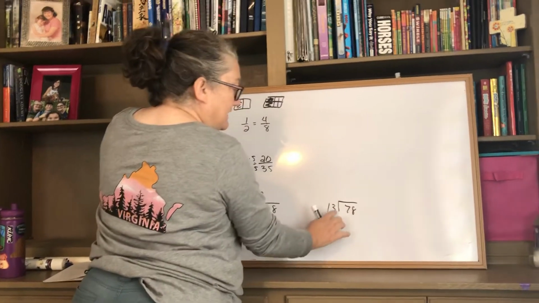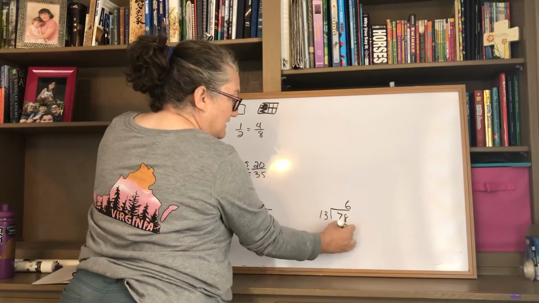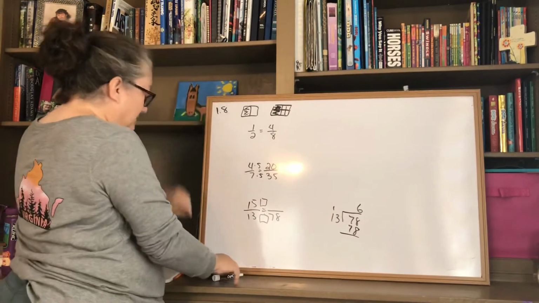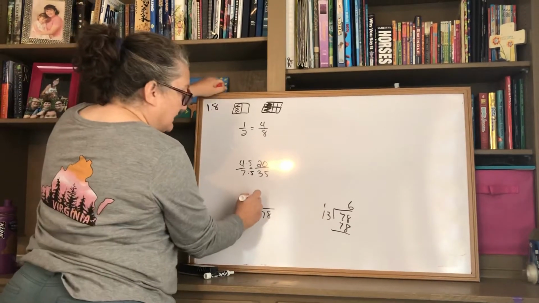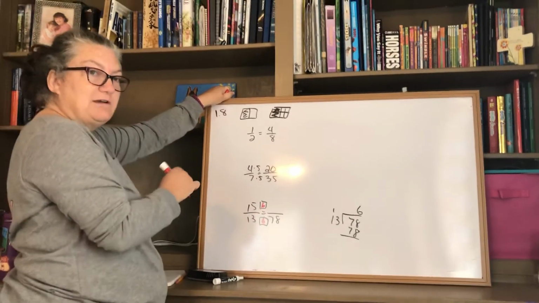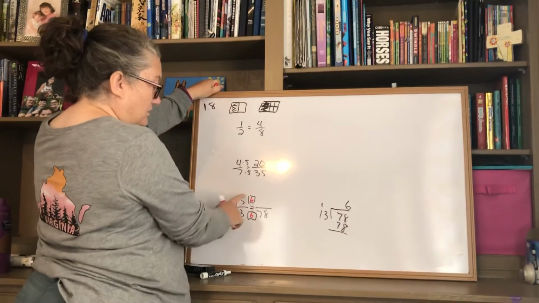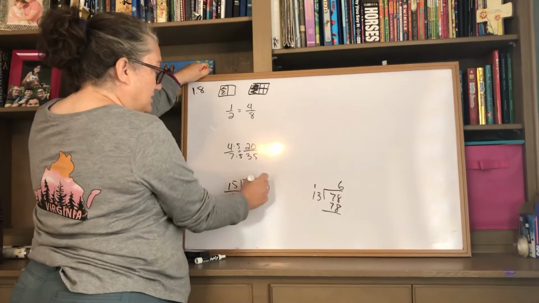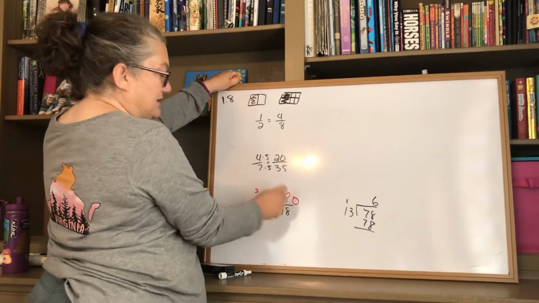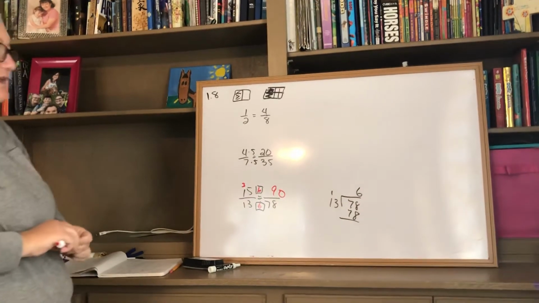And that would be 6, since 13 times 6 is 78. So I need to multiply both of these right here by 6/6. When you're making equivalent fractions, you're always multiplying numerator and denominator by the same number, an equivalent fraction of 1. Here, this equals 6/6. So 6 times 15 is 90. So 15/13 would be the same as 90/78.